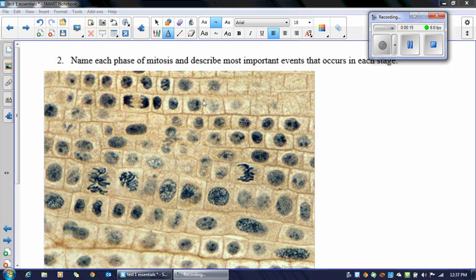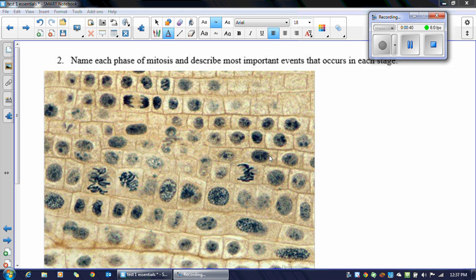What I have here is a photograph of an onion root tip that we looked at in class. Just to get some things out of the way, this cell here, in fact this whole group, these cells are all in interphase. They're not going to be included in our mitosis because remember, interphase is not part of mitosis. So we're going to look at prophase.